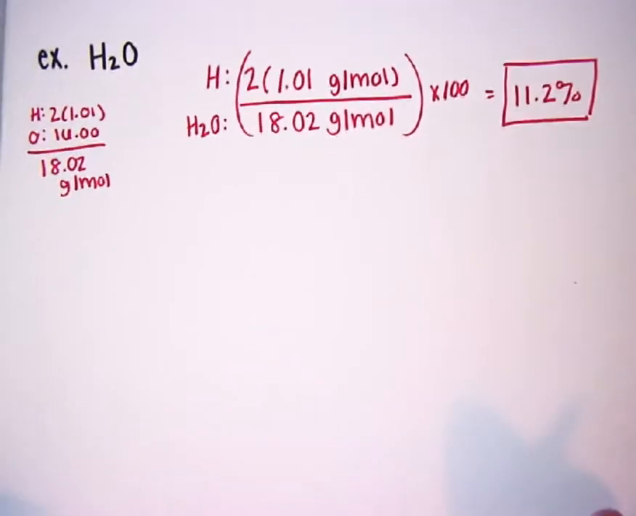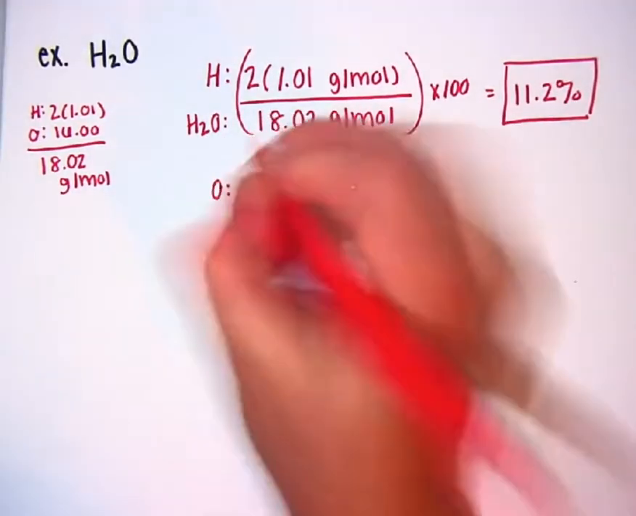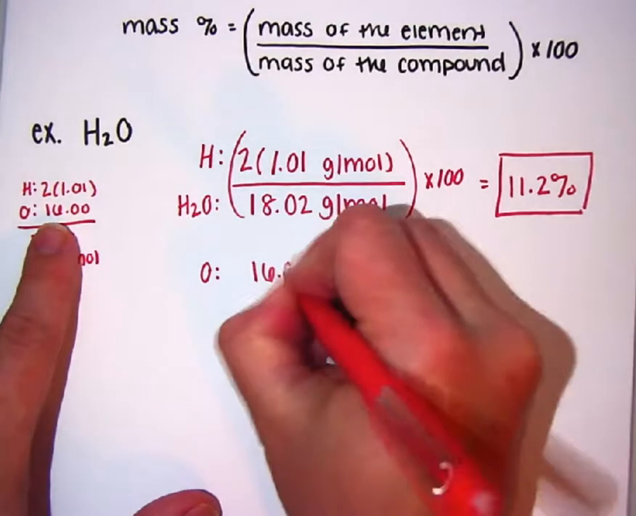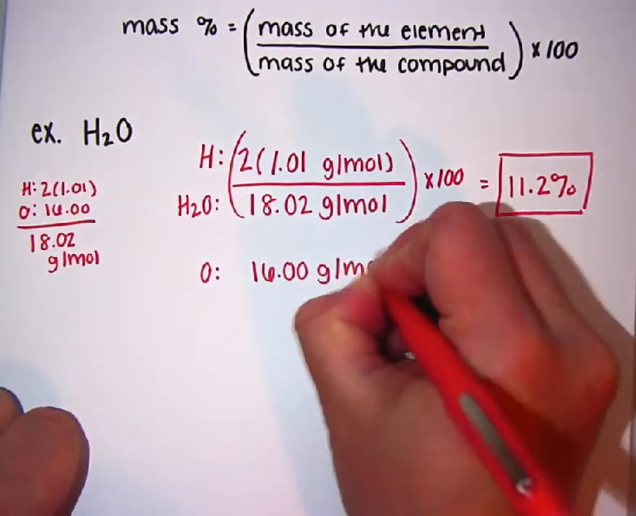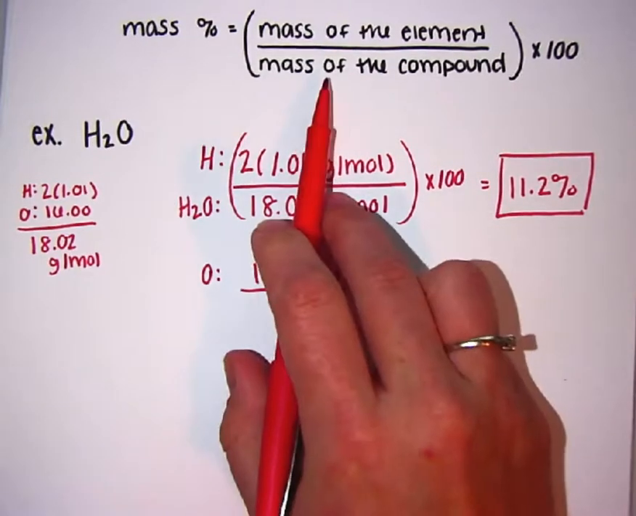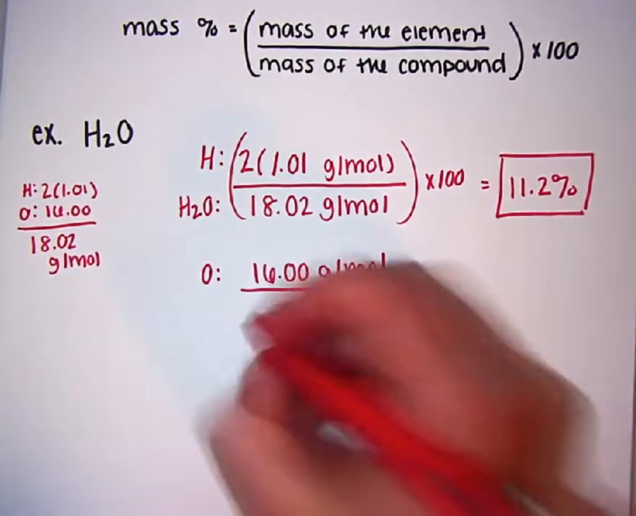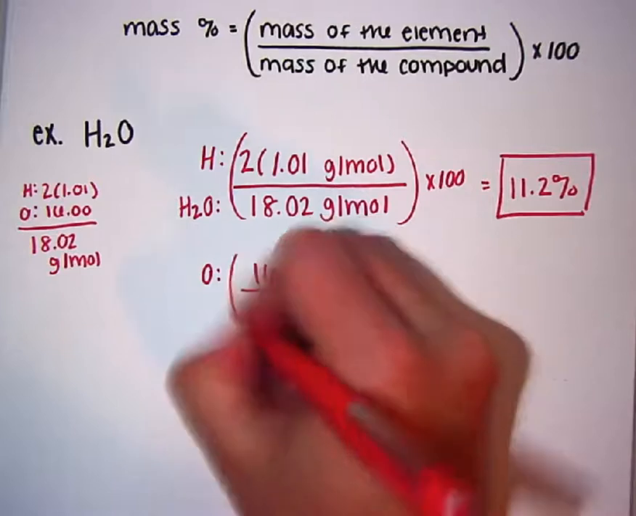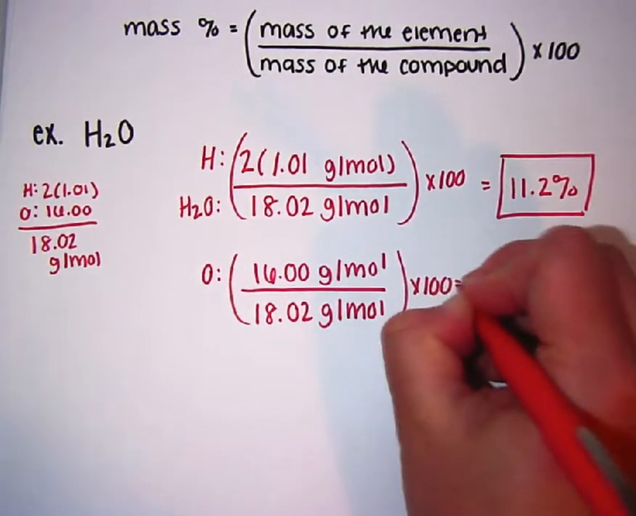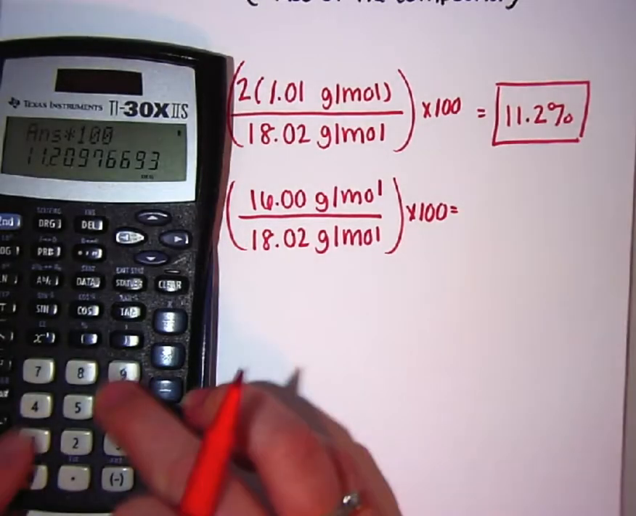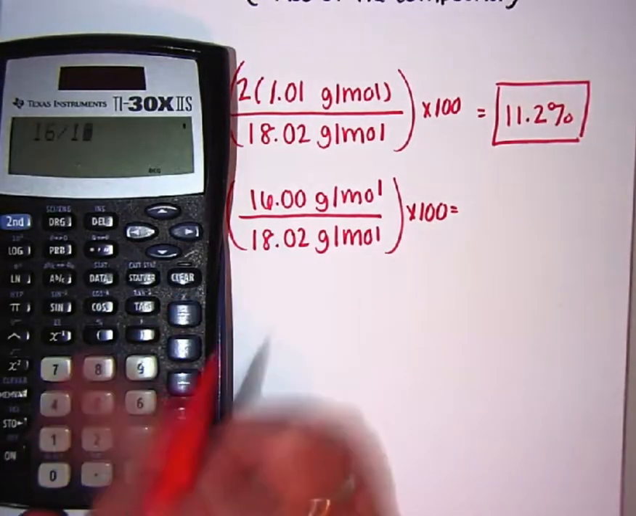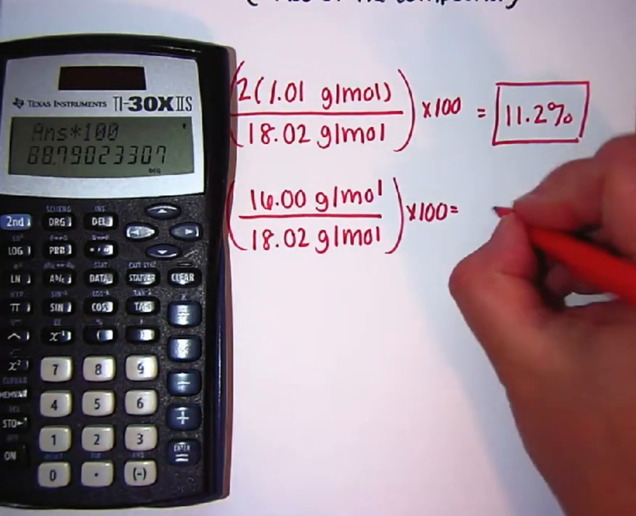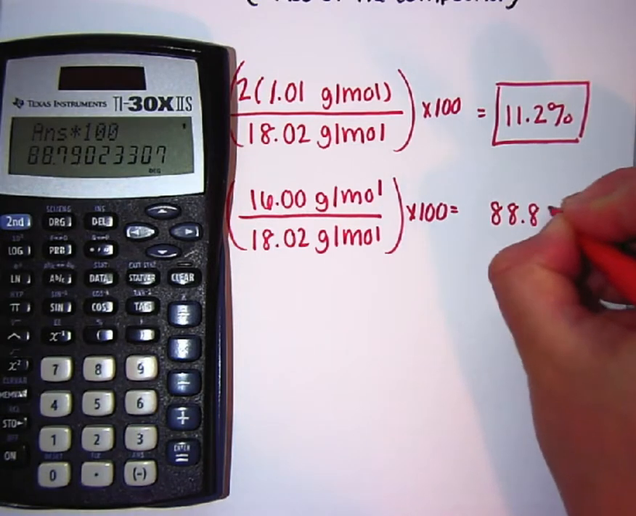If we wanted to know the percent by mass of oxygen, I'm going to take the mass of the element. Oxygen has a mass of 16. I'm going to divide it by the mass of the compound. Water is 18.02. And then multiply by 100. And I get 88.8%.